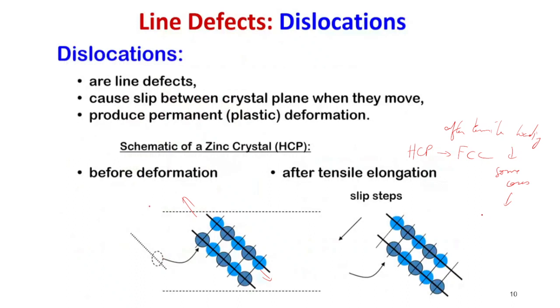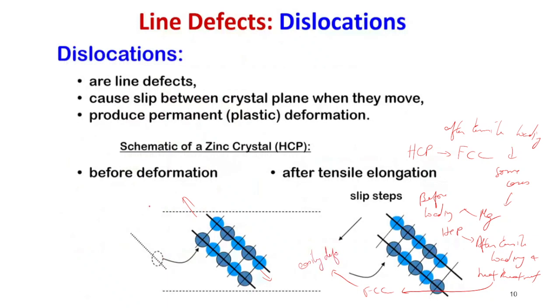One example is magnesium. Before loading, it will be in HCP structure. Then after tensile loading and some heat treatment, it will become like FCC structure, and it will be easily deformable.